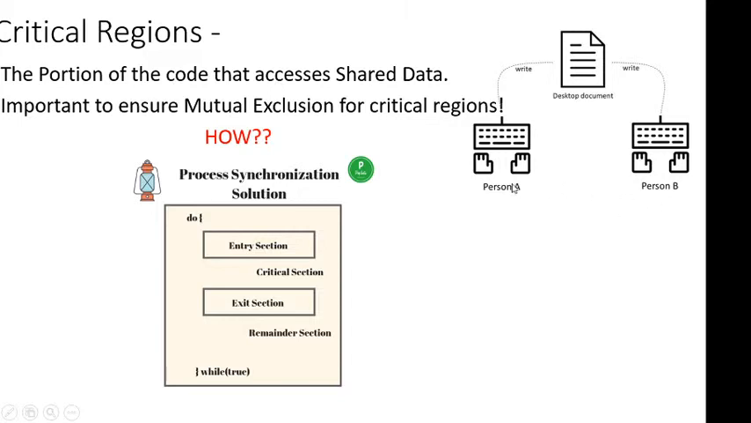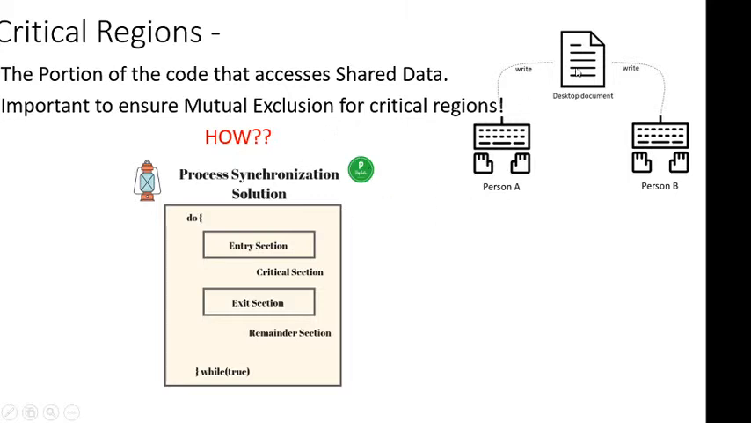If person A is in a critical region, person B wants to go into its critical region. Another way of saying it: if person A is writing a file and person B also wants to write to the file, then person B will have to wait. So only one person can write, or one person can be in the critical region. How can we do mutual exclusion?